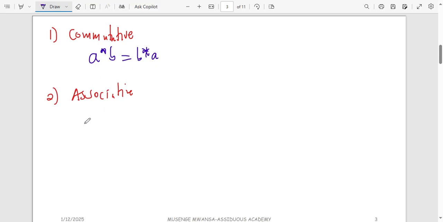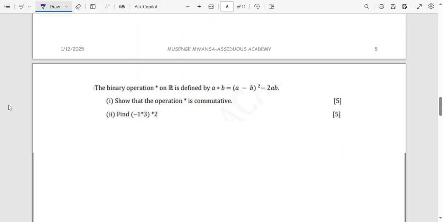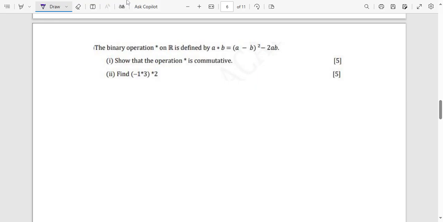Associativity is you talking about three things. If you have A star B star C, it should be the same as me first getting A, doing the star with B, and then the answer that I get, star C, being equal. That's the meaning of associativity. Now, just to understand more, let's use exam questions to comprehend fully what we are talking about, right?